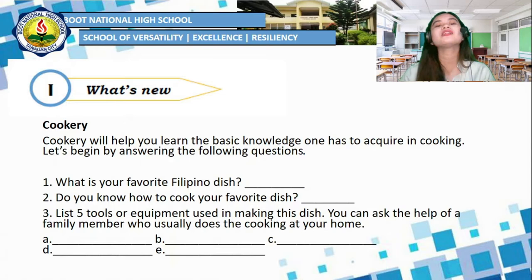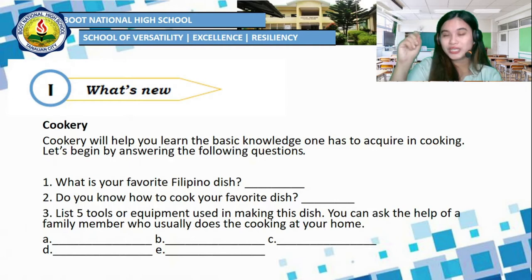Okay, so we all know we have a lot of Filipino dishes. It can be adobo, tinolang manok, sinigang, pritong isda, whatever. What is your favorite? Okay, next. Number 2. Do you know how to cook your favorite dish? Alam niyo po ba kung paano ito lutuin? If yes, just write number 2, yes. And if no, just write number 2, no. Okay, good job.